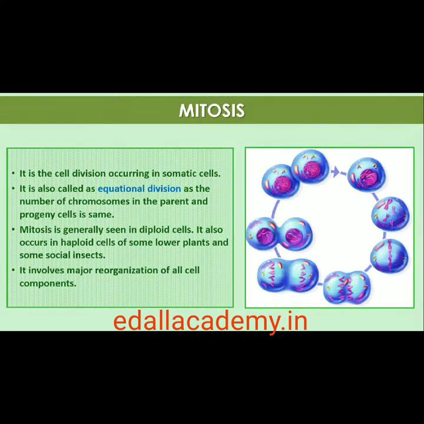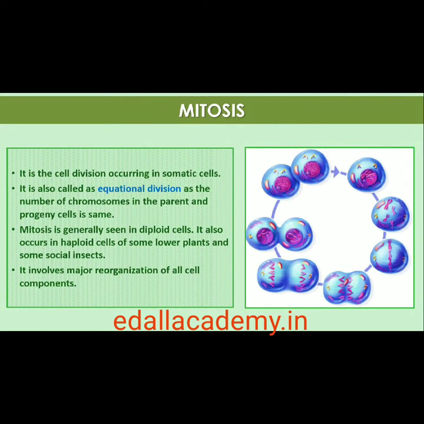This is the most dramatic period of the cell cycle, involving a major reorganization of virtually all components of the cell. Since the number of chromosomes in the parent and progeny cells is the same, it is also called as equational division.